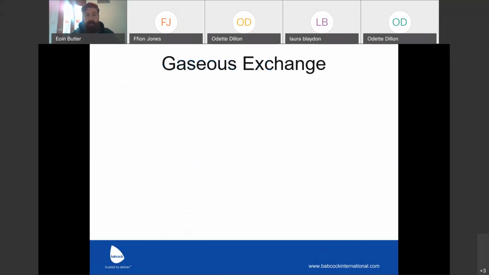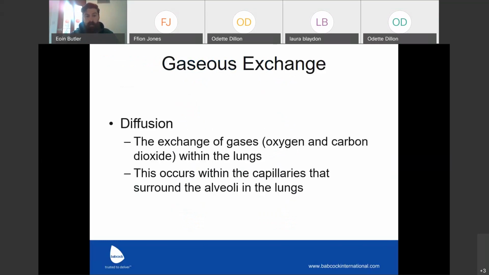Right. So gaseous exchange then is also known as diffusion. If you see gaseous exchange or you see diffusion, it means the same thing. This is the exchange of gases, oxygen and carbon dioxide within the lungs. This occurs within the capillaries that surround the alveoli in the lungs. Because those capillaries are only one cell thick, they allow carbon dioxide and oxygen to switch places.